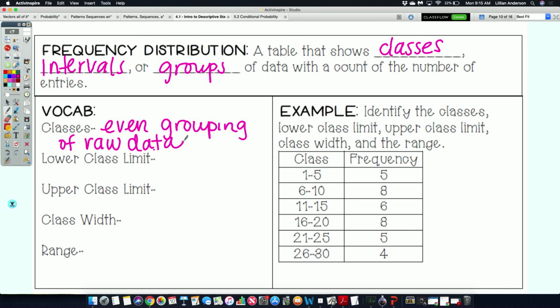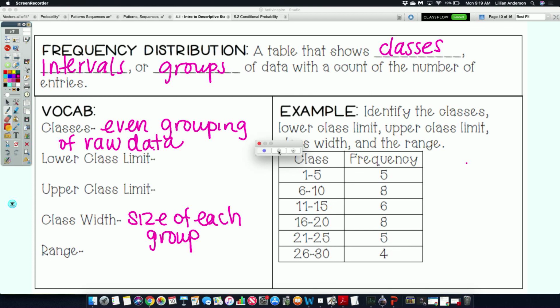And by even grouping, that basically means that however you distribute your classes, they basically have the same class width. Class width basically represents the size of each group. And when you yourself create these frequency distributions, you want your class width to be the same for every interval.